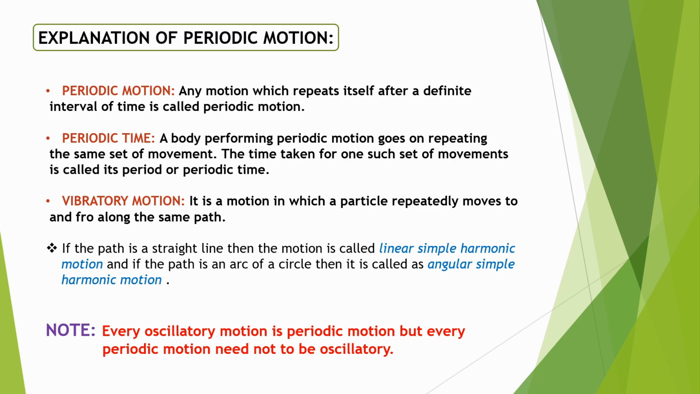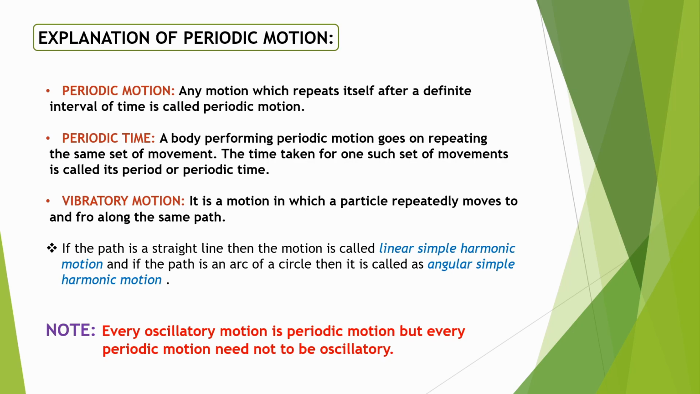We'll take the next point, the periodic time. Periodic time means a body performing periodic motion goes on repeating the same set of movements, and the time taken for one such set of movements is called the period or periodic time. Vibratory motion is a motion in which the particle repeatedly moves to and fro along the same path, and that is called oscillatory or vibratory motion.